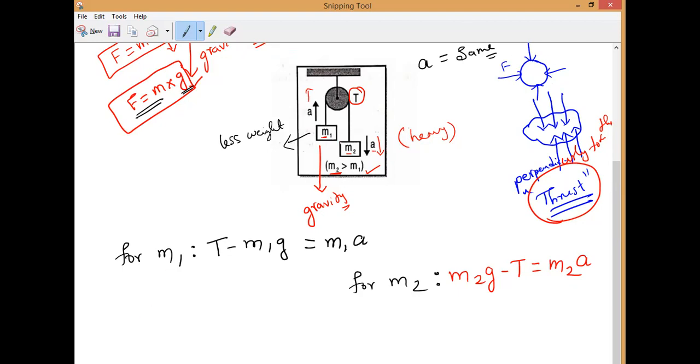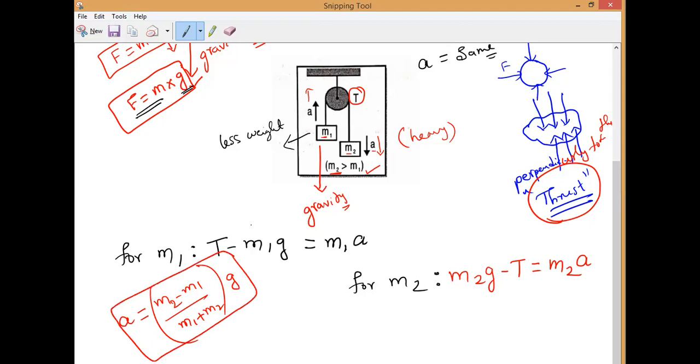Sir, in the pulley case, when two bodies are connected with strings and I want to find the acceleration, all of you should remember this formula; we'll solve numericals related to it too. The formula for acceleration is (M2 minus M1) divided by (M1 plus M2), into g, where g is the acceleration due to gravity. This is the acceleration formula for two bodies attached by a simple pulley with a simple string. Please all of you note it down.